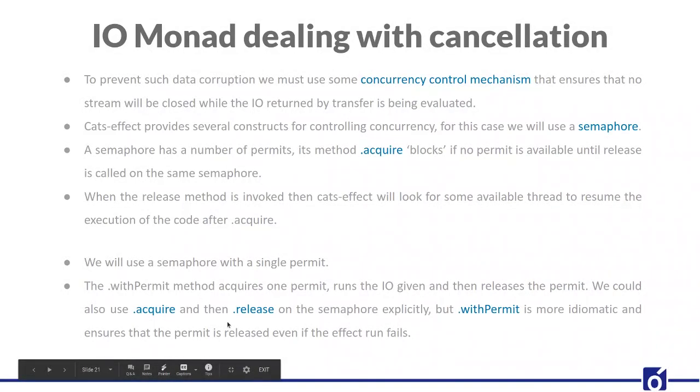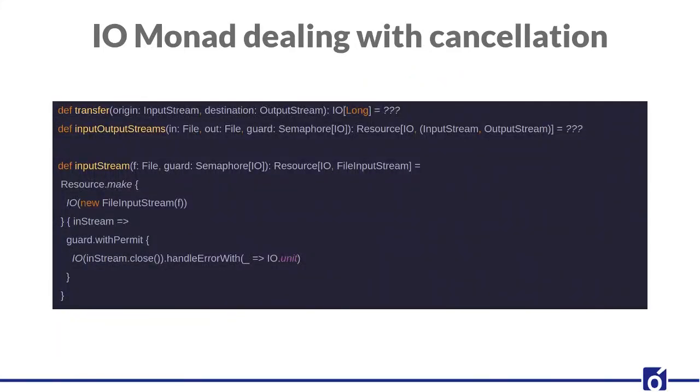The withPermit method acquires one permit, runs the IO given, and releases the permit. We could also acquire and then release the semaphore explicitly, but withPermit is more idiomatic and ensures that the permit is released even if the effect fails. So here, as you can see, we have used a guard.